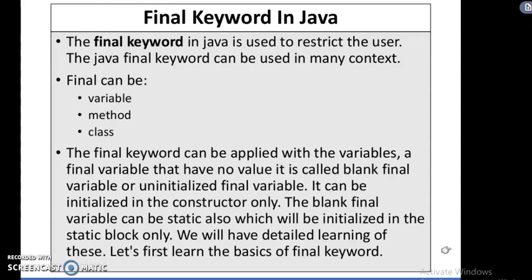A final variable that has no value is called a blank final variable or uninitialized final variable. It can be initialized in the constructor only. So once again I repeat this, the final keyword can be applied with the variables. The blank final variable can be static also, which will be initialized in the static block only.